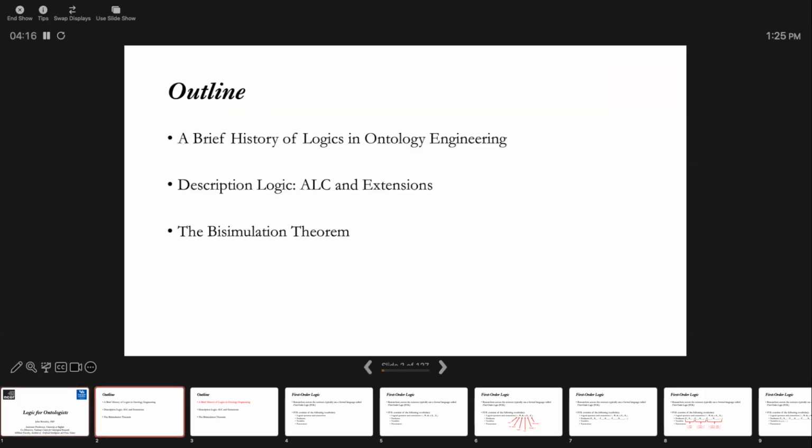Here we go. I'll start with a brief history of logics and ontology engineering. Then we'll talk about logics that are used in ontology generally. And then I'll talk about this kind of subtle feature of these logics, or subtle proof technique used in or about these logics, which is useful for you to know.